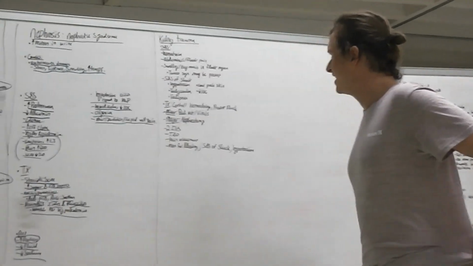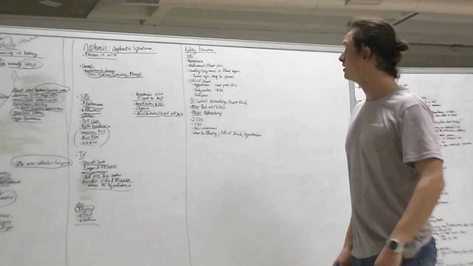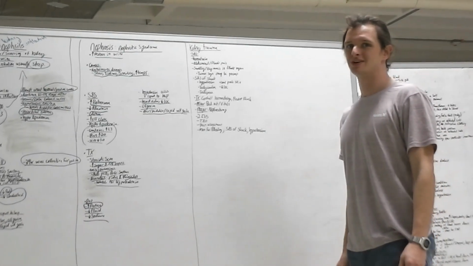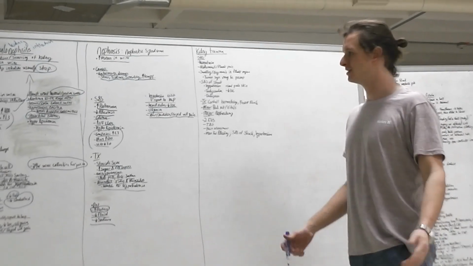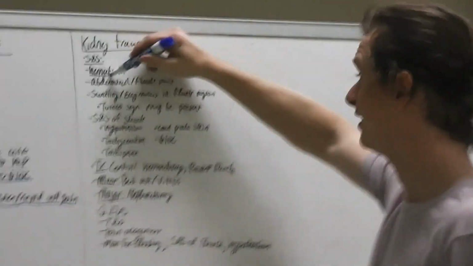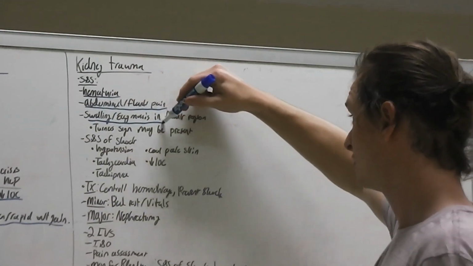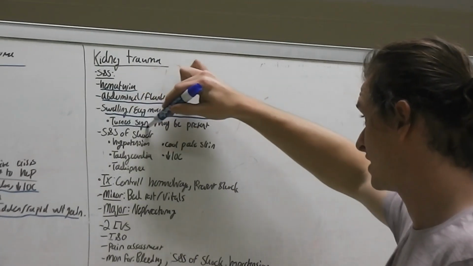Now, one of the things she said was going to be on the exam that I had trouble finding information on was kidney trauma. And so we're going to go with what little was in the PowerPoint because Simple Nursing said nothing about it and Saunders said nothing about it also. Signs and symptoms are hematuria, abdominal or flank pain, swelling, ecchymosis in the flank region. Turner's sign may be present.